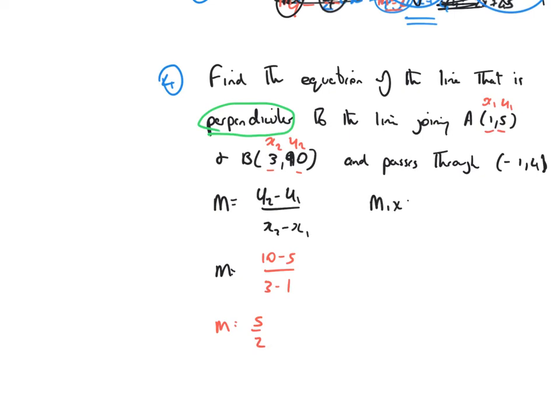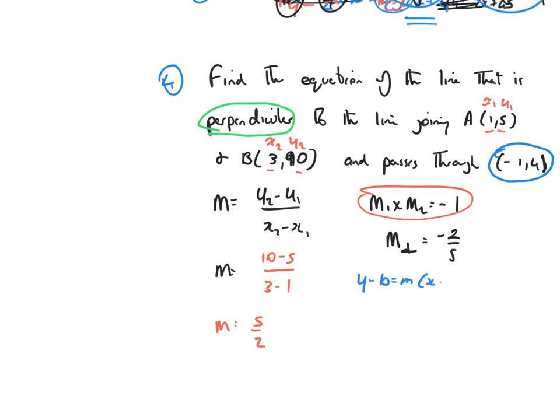Now, the gradient of the line that I'm interested in is a line which is perpendicular. So what we need to invoke at that point is m1 m2 equals minus 1, and think about flip and invert. So the line which is perpendicular then, flip the 5 over 2, change its sign, we'll have a gradient of minus 2 over 5. So I've got a gradient of minus 2 over 5. I know that my line passes through (-1, 4).